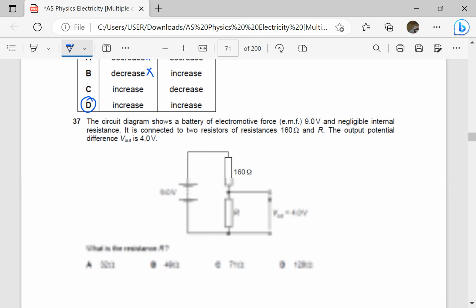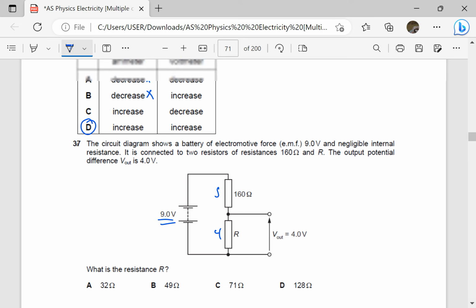The circuit diagram shows a battery of e.m.f. 9 volts and negligible internal resistance. It is connected to two resistors of resistance 160 ohms and R. The output potential difference, V out, is 4 volts. So if this is 4 volts, you can even predict that the other one should be 5, because the sum should be 9. Okay, what is the resistance R?